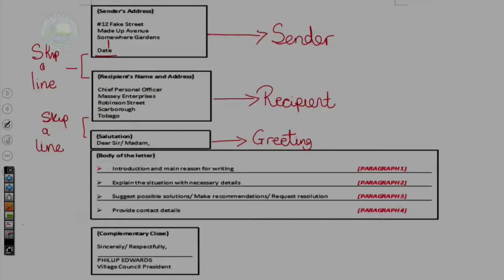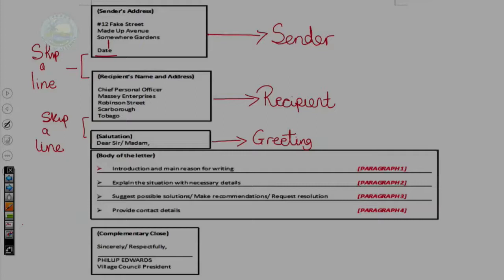Again, if you know the name of the person, if you address them in the recipient address, name and address, you can address them here in the greeting using their surname. Dear Mr. Shepherd, dear Mrs. Rodriguez, and you use the person's name in cases where you are aware of who they are.